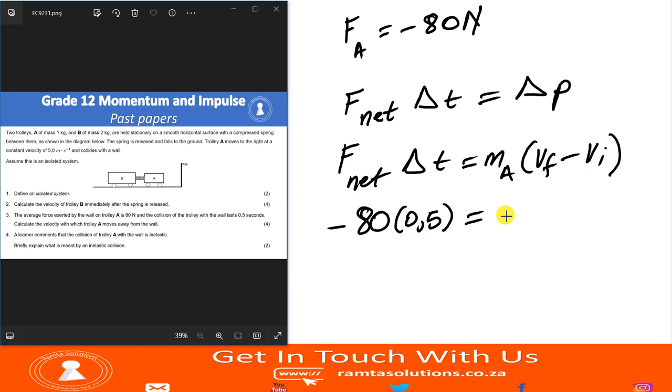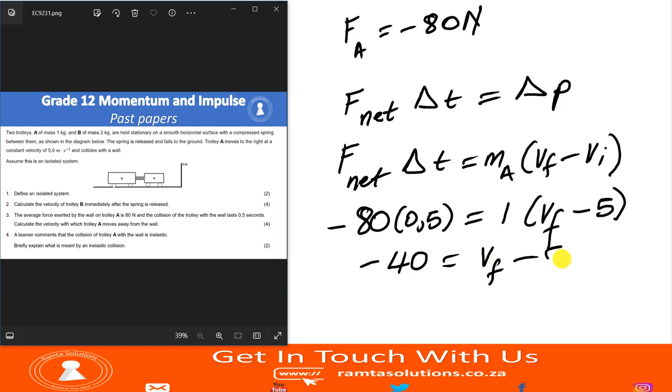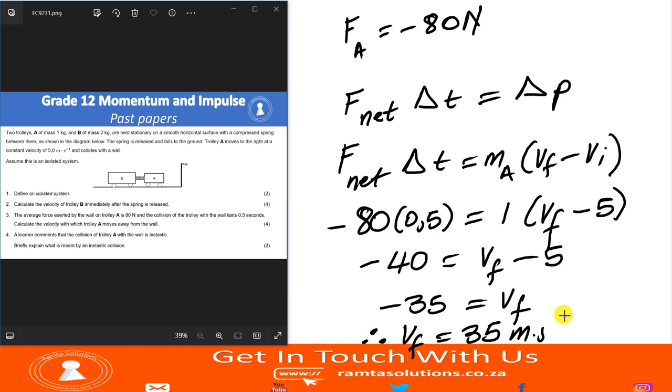What is the mass of object A? The mass of object A is 1 kilogram. What is the final velocity? We do not know. It is what we are looking for. What is the initial velocity? It was 5. So negative 80 times 0.5 is negative 40. 1 times V sub F is VF minus 5. Therefore, this is negative 35 equals V sub F. Therefore, the final velocity will be 35 meters per second.